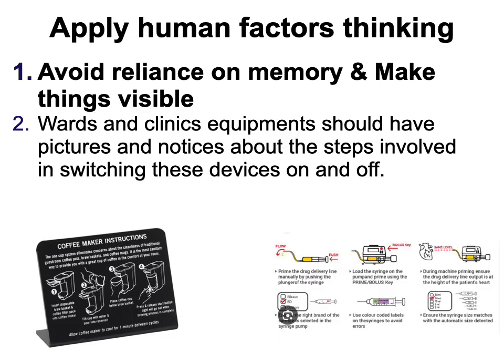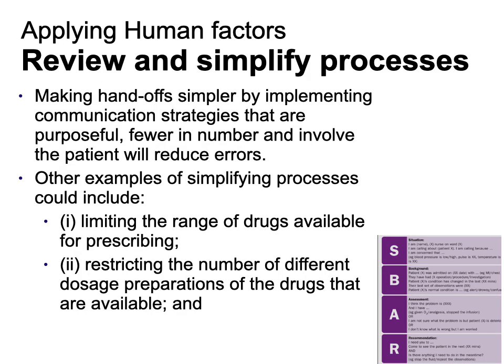Applying human factors in your work environment: avoid reliance on memory, make things visible. I'm sure you recall when you go to a hotel, you see that the coffee machine explains how you will make your coffee. Let us make it very visible and simple for our staff in hospital. Ward and clinic equipment should have pictures and notices about the steps involved in switching the device on and off. When you are using an infusion pump or automated blood pressure machine, just have a simple diagram indicating how to use these devices.